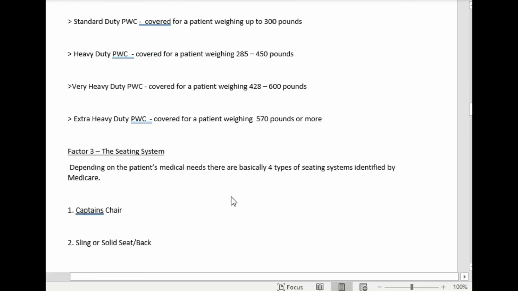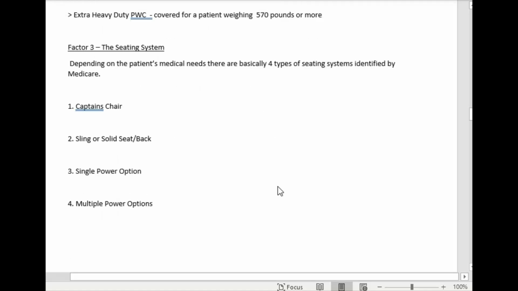Our third factor here is the seating system. So depending on the patient's medical needs, there are basically 4 types of seating systems identified by Medicare. Again, the patient's limitations and medical needs will require different types of seating systems, that will then identify what sort of base code is applied. So your 4 types of seats, you have your captain's chair. This looks like a van seat on a wheelchair base. It has very limited posture support, more than a scooter, but nothing more than that.